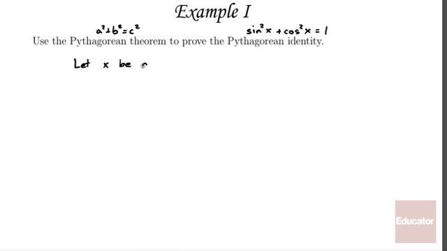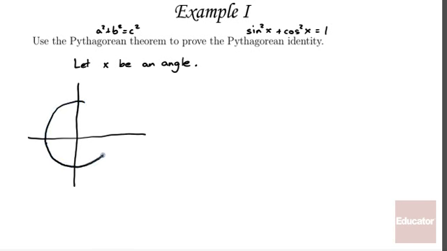So the way we'll do that is let x be an angle, and let's draw x on the unit circle. The reason I'm drawing it on the unit circle is because, remember, the definition of sine and cosine is the x and y coordinates of that angle. So if we draw x on the unit circle, the hypotenuse has length 1, and the x coordinate of that point, remember, is the cosine of x, and the y-coordinate is the sine of x. Now what we have here is a right triangle, and we're allowed to use the Pythagorean theorem. We're given that, and we're going to use that and try to prove the Pythagorean identity.